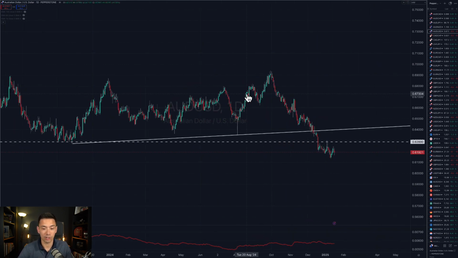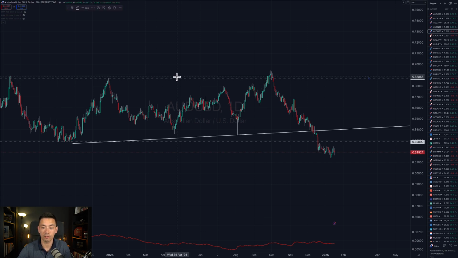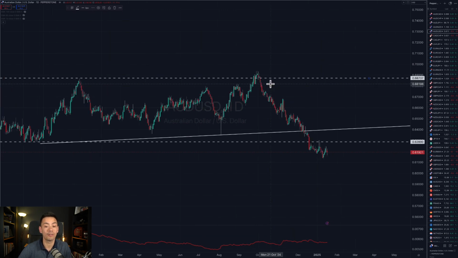So looking at the technical picture here for the Aussie dollar, we can see that from the daily perspective, so the long-term perspective, the market rejected this resistance area at the 0.6880 or 0.6871. It popped through there. It spent literally just a few days. There was an opportunity there in and of itself.